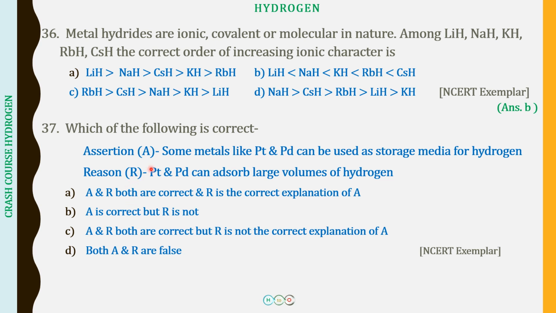So the assertion that some metals like platinum and palladium can be used as a storage media for hydrogen is correct. We've studied it, and in one of the previous questions also we have seen why it is being done. It is because platinum and palladium can absorb large volumes of hydrogen, and therefore they can be used to store hydrogen and help in its transport as well. Right, so the correct answer is going to be A choice over here.